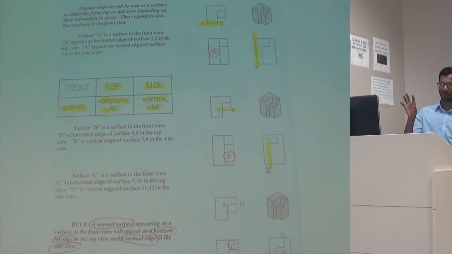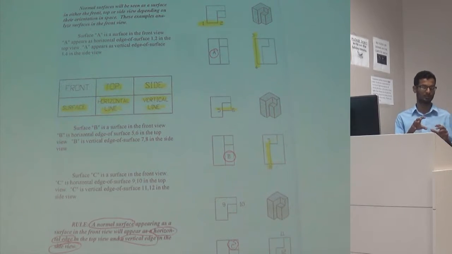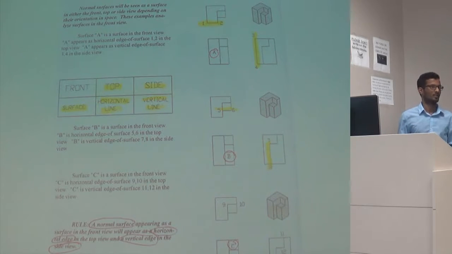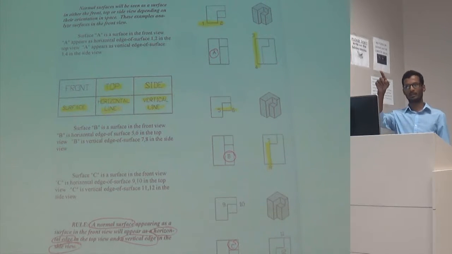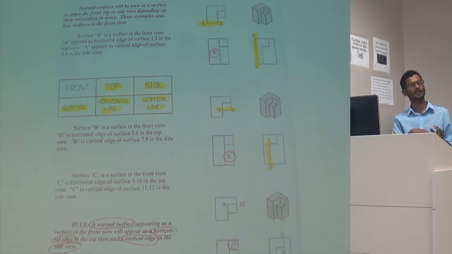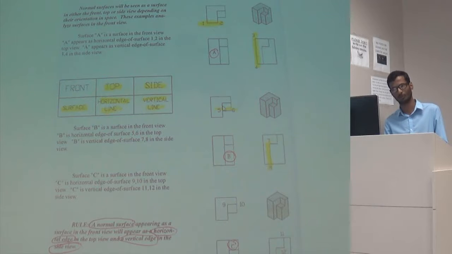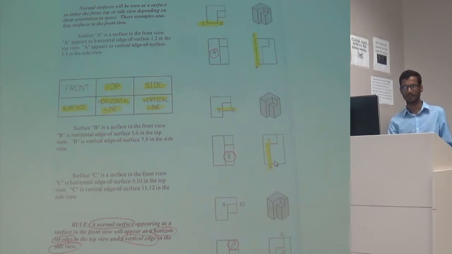These are some examples of how you visualize a certain surface and what that surface would be represented like in the other two views. Just remember that if you see a surface in the front view, that same surface would be represented as a horizontal line in the top view and a vertical line in the side view.